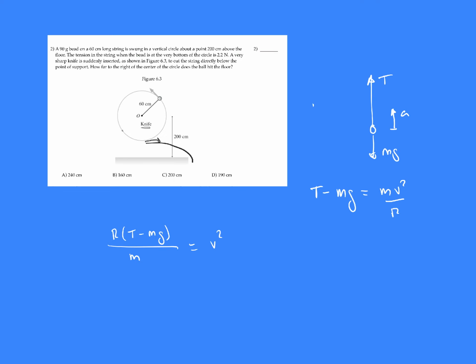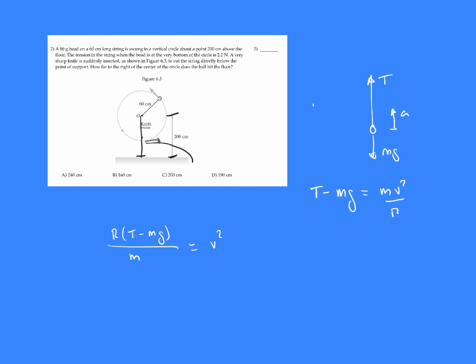Okay. The next problem says a 90-gram bead on a 60 centimeter long string is swinging in a vertical circle about the point, 200 meters. So this distance is 200 meters. Okay, let's move on. Find the tension of the string when the bead is at the very bottom of the circle.